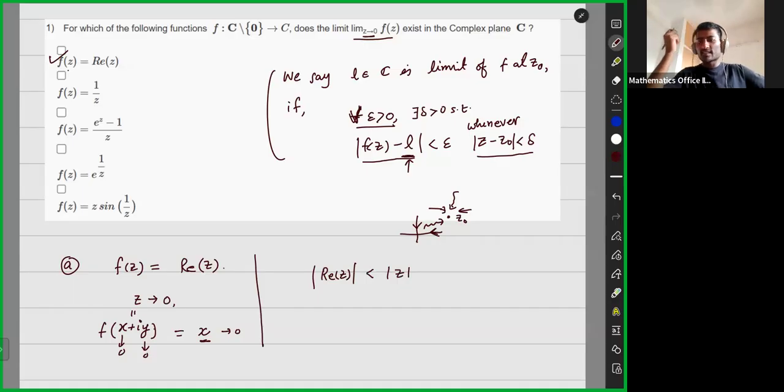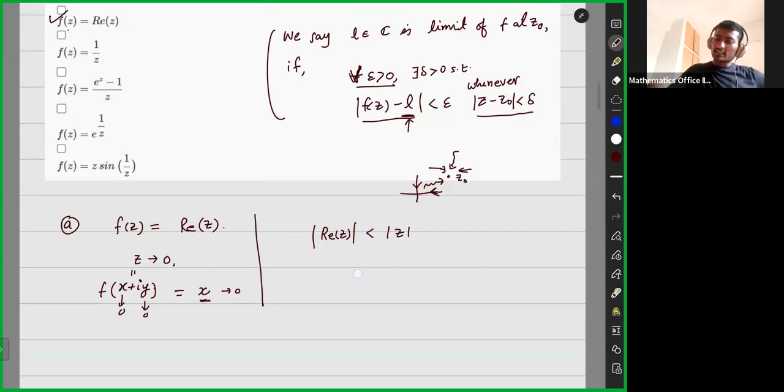So one thing in these limit definitions, right? Whenever mod z minus z naught is less than delta, this implies that f(z) minus the limit is less than or equal to epsilon, or it is less than epsilon. Let us apply the definition.